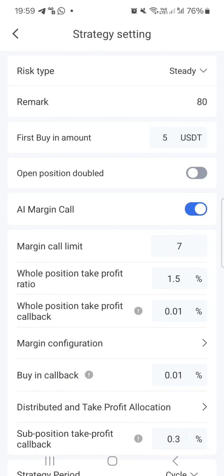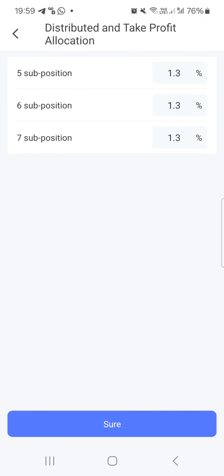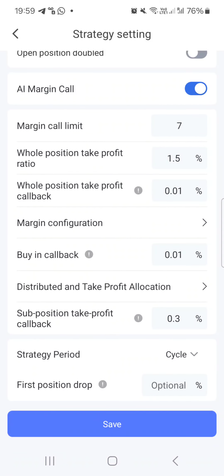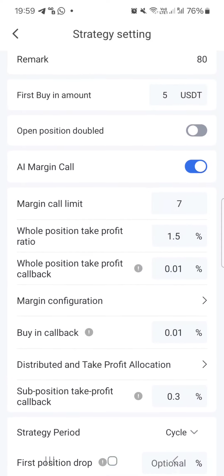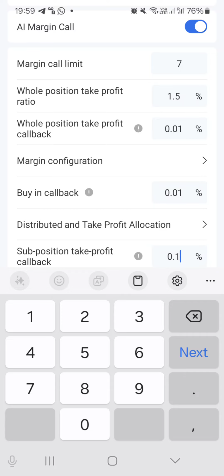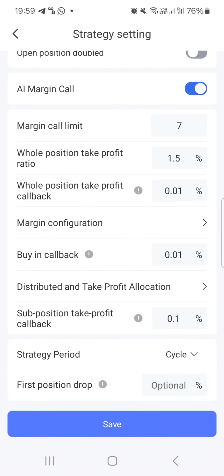It sells separately, and this is what you see. You leave it at default. We don't change anything, and you save. We want it at sub position take profit. This is what it means. The sub position is what I've just shown you here. We also change it, maybe 0.1, or 0.01, whichever you decide.